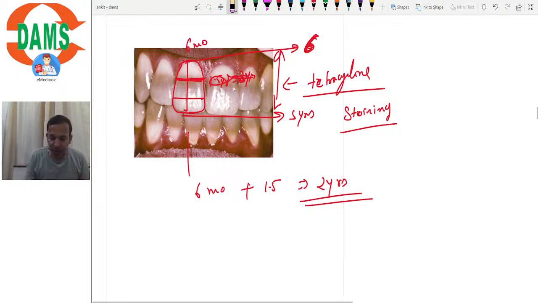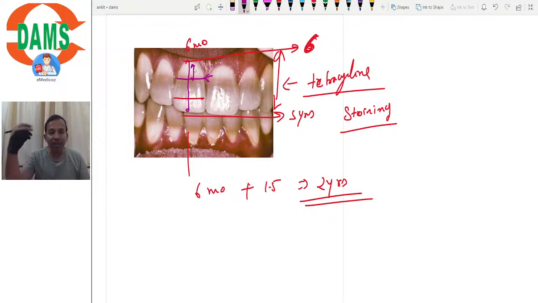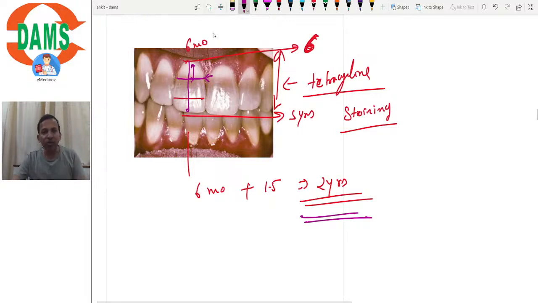When the tetracycline administration was started, as you can see, this first line almost coincides with the initiation of the drug. So we can roughly say that this was the time when the drug was given first, and this line is 1.5 years from the initiation of the tooth. Initiation is at 6 months. So 1.5 years plus 6 months, that would be 2 years. That is the time when the drug was first administered to this child. Is it clear? So that's how you can solve such questions.